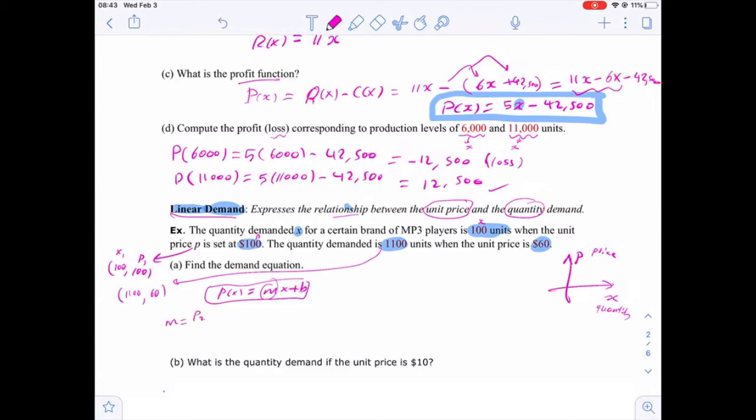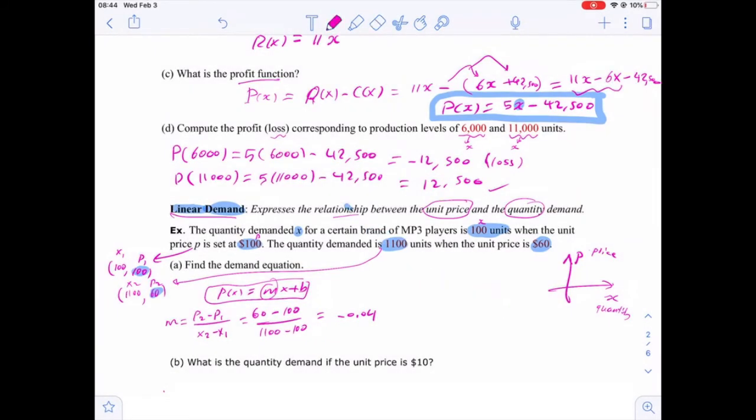The slope is P2 minus P1, let's call this x2 P2, so P2 minus P1 over x2 minus x1. P2 is 60 minus P1 is 100. As you can see, 60 minus 100 over 1100 minus 100, that's x2 minus x1. Simplifying, we get negative 0.04. So this is the slope. It's negative, which means the function will be decreasing.